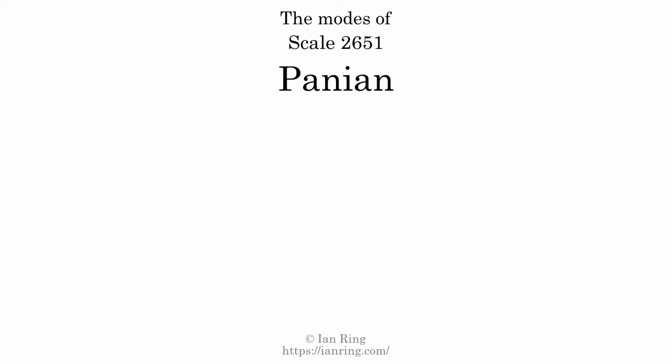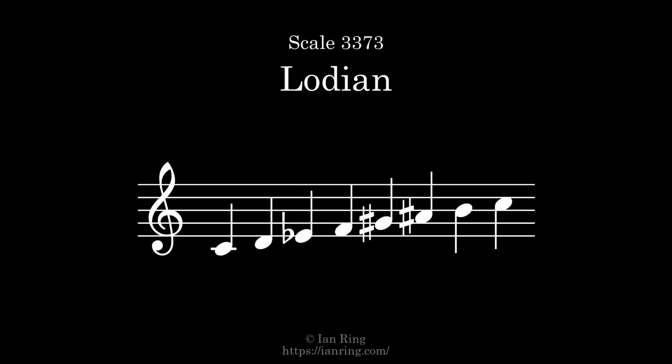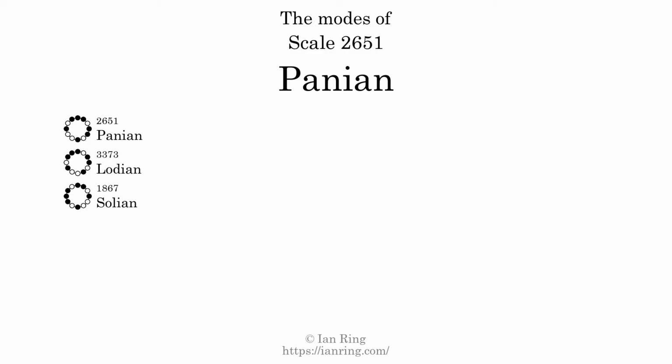This scale has 7 modes. The first mode is itself. The second mode is scale 3373, also known as Lodian. It sounds like this. The third mode is scale 1867, also known as Solian. It sounds like this.